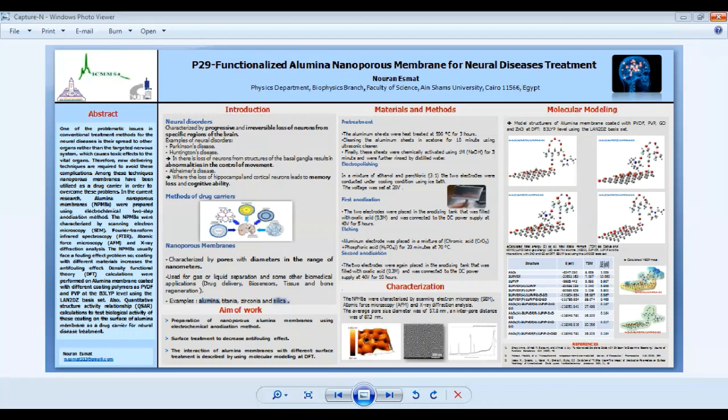These nanoporous aluminum membranes were characterized by scanning electron microscopy, atomic force microscopy, and X-ray diffraction analysis. Density functional theory calculations were performed on aluminum membranes coated with different coating polymers such as PVDF and PVB to test the biological activity of these coating materials on the surface of the aluminum membrane. The results in the table showed that structure number 8 was more stable and had the lowest energy and highest reactivity. So this aluminum membrane can be used as a drug carrier for the treatment of neural disease.